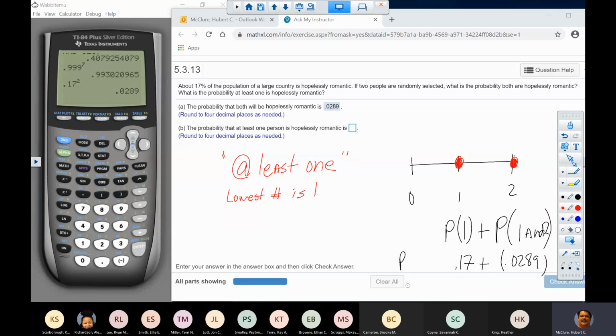So the probability of at least 1 is equal to 0.17 to the first power plus the probability of 1 and 2, which is 0.0289.